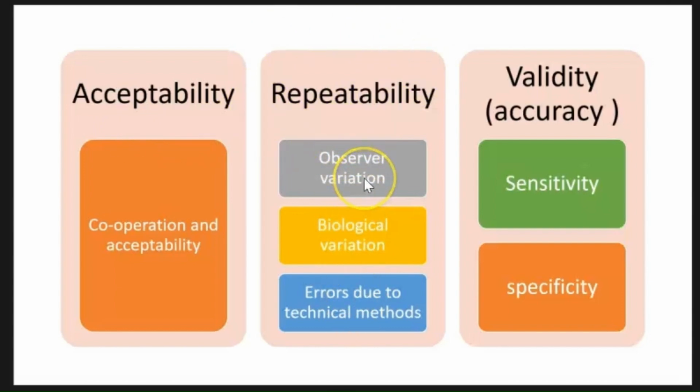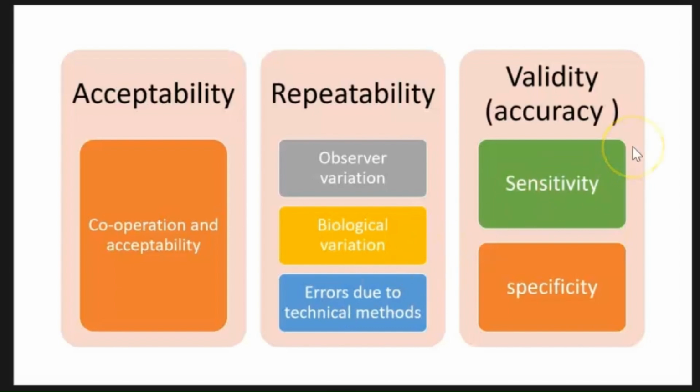One is observer variation, intra-observer or inter-observer. Inter means when two individuals are doing the test, they get different results. Intra means when the same person is testing the same subject or material, he gets different results. Second is biological variation, due to variation of physiological parameters, right? And in the third condition, we get error due to errors in our technical method, either the test is not accurate or there is a problem in the calibration, right?